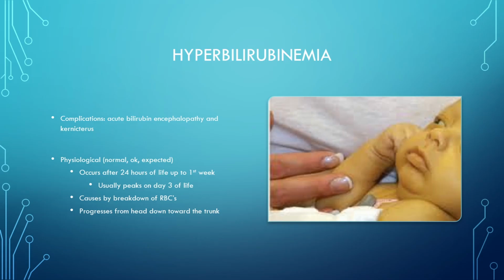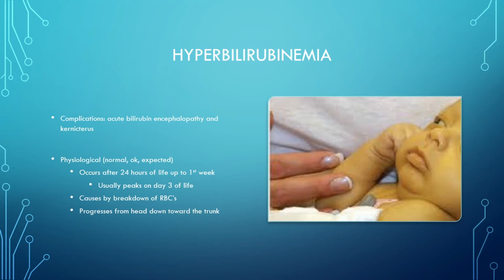Hyperbilirubinemia or jaundice. We get worried about this because what can happen with high levels of hyperbilirubinemia is the infant can develop acute bilirubin encephalopathy and kernicterus. This is permanent brain damage. So we have two different types of hyperbilirubinemia, or jaundice is another word. The first one is physiological. When you think physiologically, that's a normal expected process.